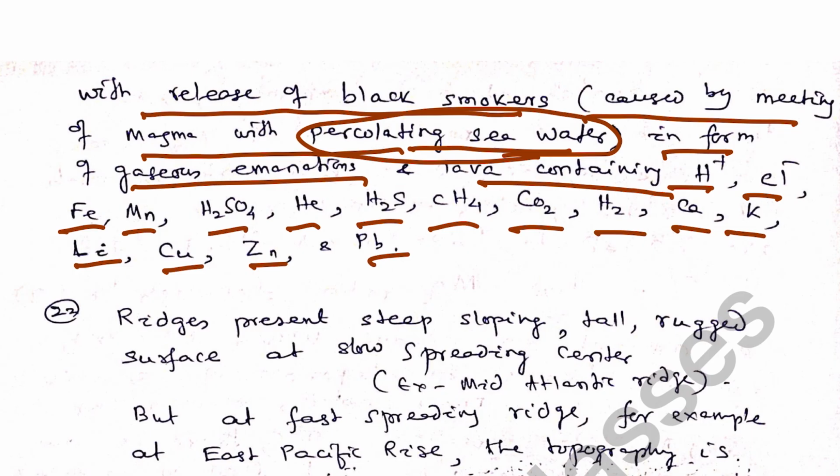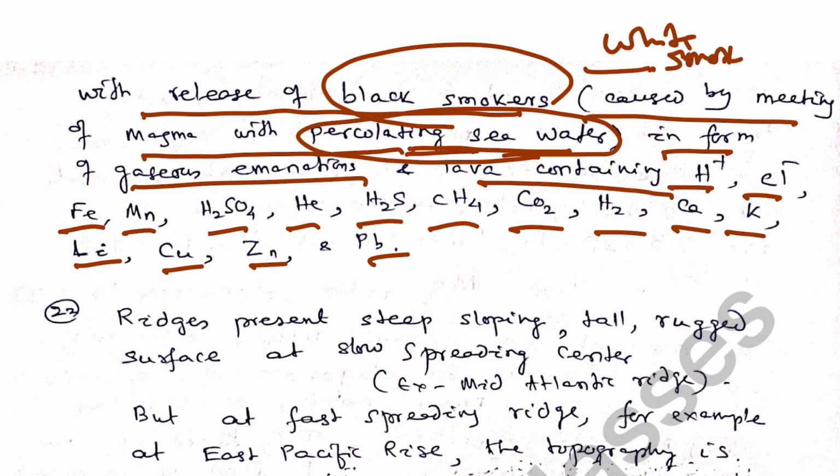So the black smokers, black volatiles, they result due to interaction of the percolating seawater with the magmatic emanations, and it leads to the deposition of economic minerals. And away from the vent, we find the occurrence of white smokers. So black smokers and white smokers, they are related to volcanism that takes place within the sea.